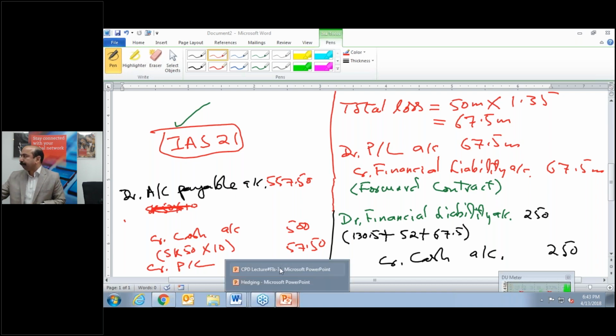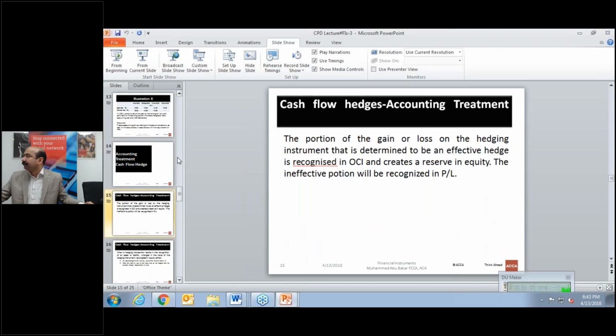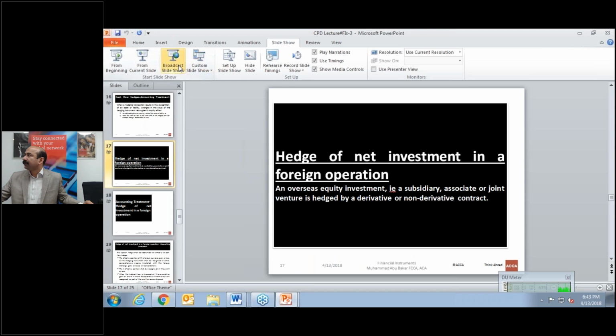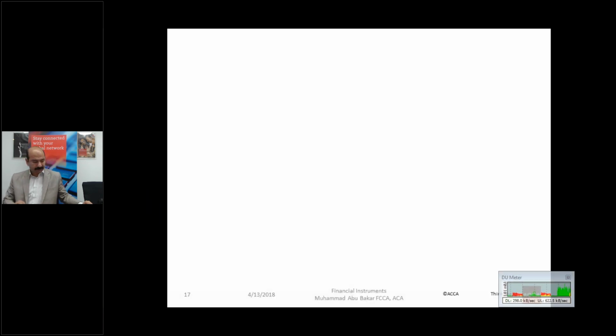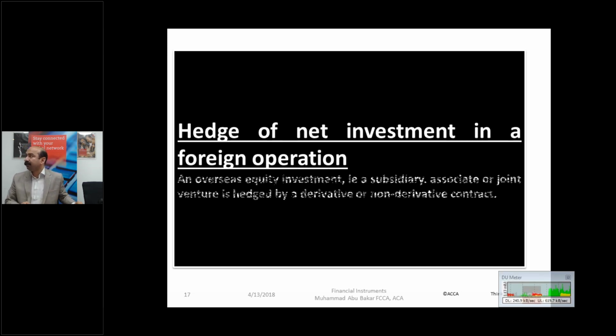Okay. So we were discussing this accounting treatment, and now the next part of the hedging is basically related to hedge of net investment in a foreign operation.